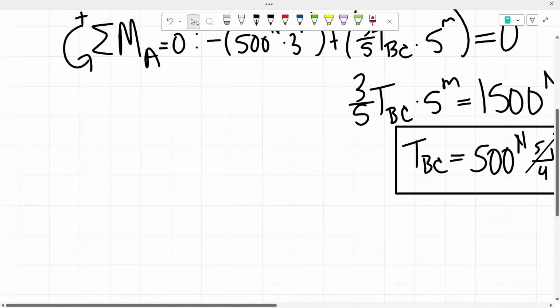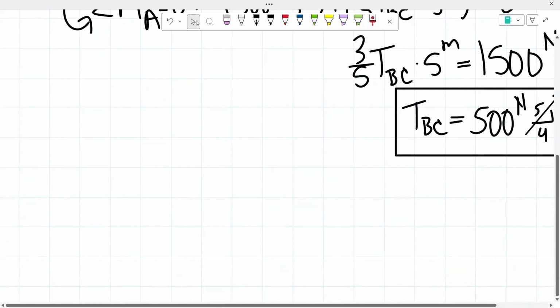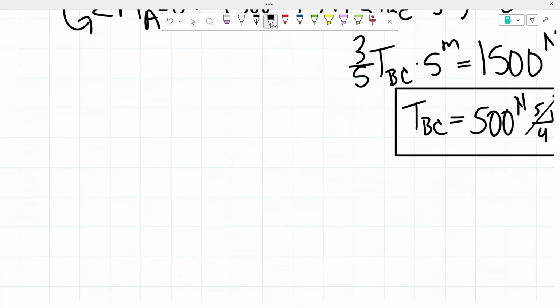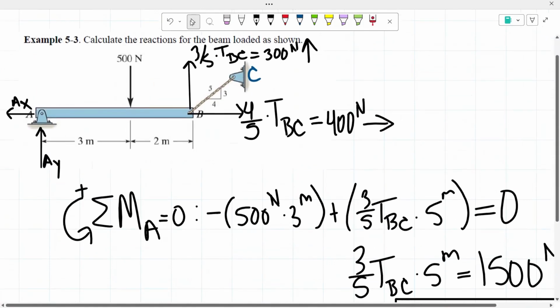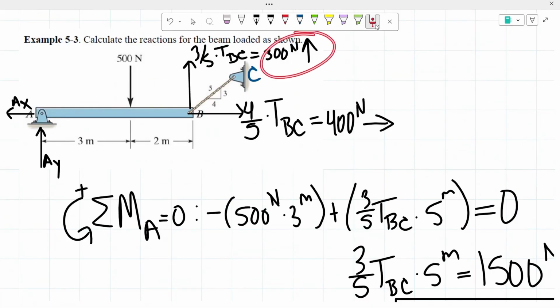So now what we're going to be doing is determining the value of the reaction AY. Anything going upwards is positive. We know that the sum of our forces in the y direction has to equal 0. So we assume that AY is acting upwards, so that's going to be positive. Then we have negative 500 newtons since that's acting downwards. And then we have the positive 300 newtons because we replaced the rope with a tension force.